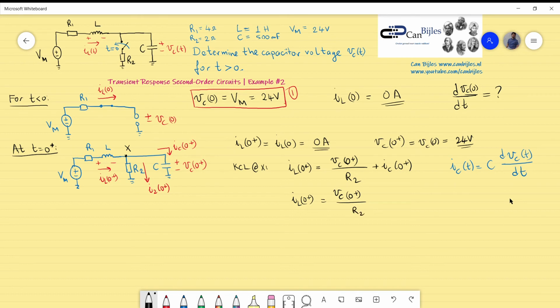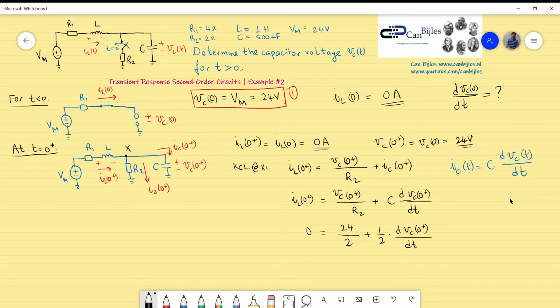So what do I have is the following. I will have C times the VC evaluated at 0 plus, which is actually exact same as 0. So let's write it down. This 0 is equal to 24 divided by 2, that's the value, plus a half times the capacitor voltage at 0 plus the derivative of that.